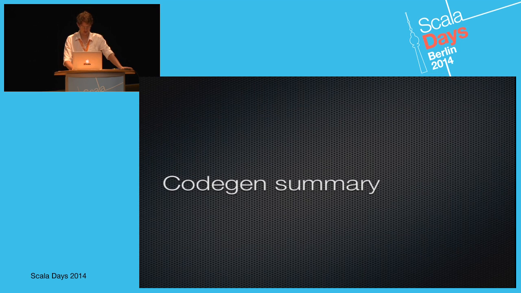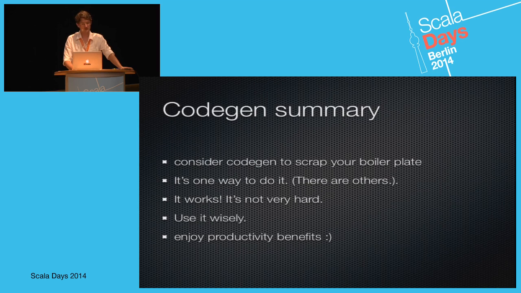So to summarize code generation quickly, consider using it to scrap a lot of your boilerplate code. It's one way to do it. There are other ways, but it works, and it's not very hard, really. But you have to try to use it wisely. Don't dump everything into code generation. Use it as a refactoring technique, and enjoy the productivity gains you get from that.